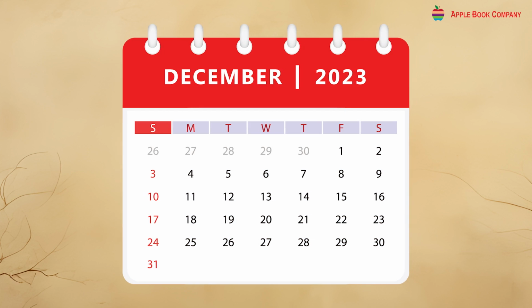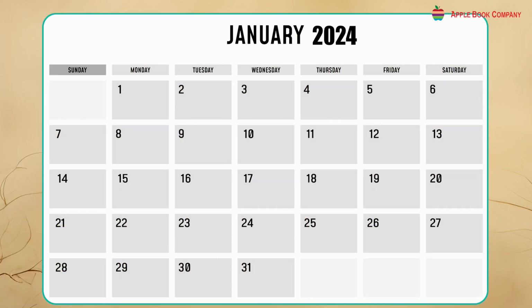Calendar. A calendar is a record of the months and days of a year. We know that there are 7 days in a week. The days of the week in order are as follows: Monday, Tuesday, Wednesday, Thursday, Friday, Saturday, and Sunday. Monday is the first day of the week, and Sunday is the last day of the week.